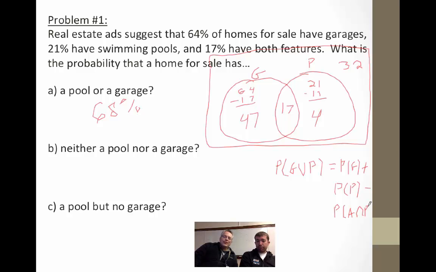The Venn diagram is so easy, but we want to make sure we know the rule here. So if we take the probability someone has a garage, that was 64, plus the probability someone has a pool, 21, that's 85, and subtract the people who have both, we're left with 68%, which is what we got from the Venn diagram. Okay, so the rule works.